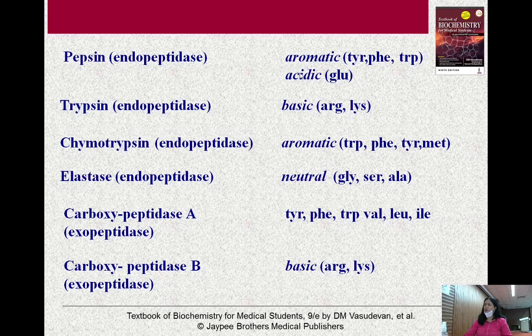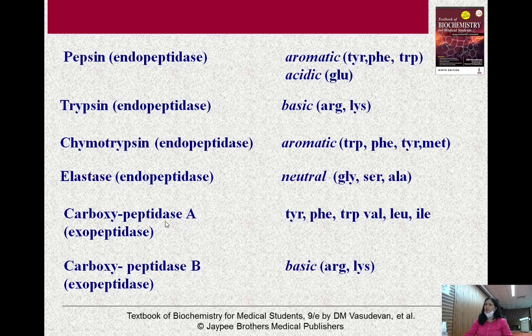It will act on the peptide bond formed by the carboxyl group of the aromatic amino acid as well as methionine. Trypsin will act on the basic amino acids, that is arginine and lysine. Chymotrypsin will again act on the aromatic amino acid as well as methionine. Elastase will act on the neutral amino acids, that is glycine, serine and alanine. Then carboxypeptidase A stands for aromatic amino acid. Clear? And carboxypeptidase B stands for basic.